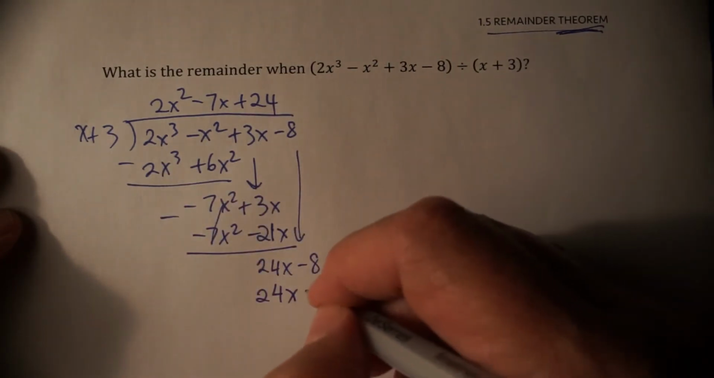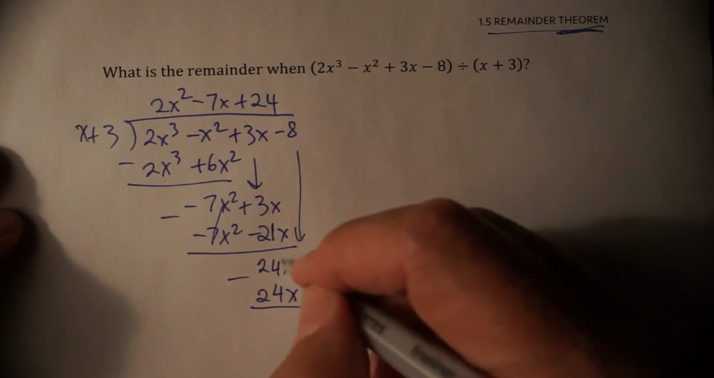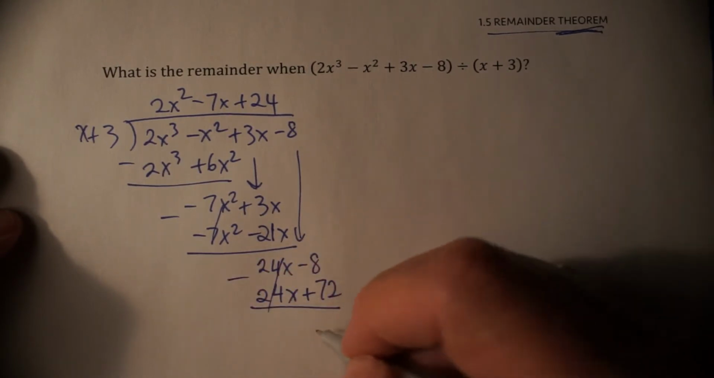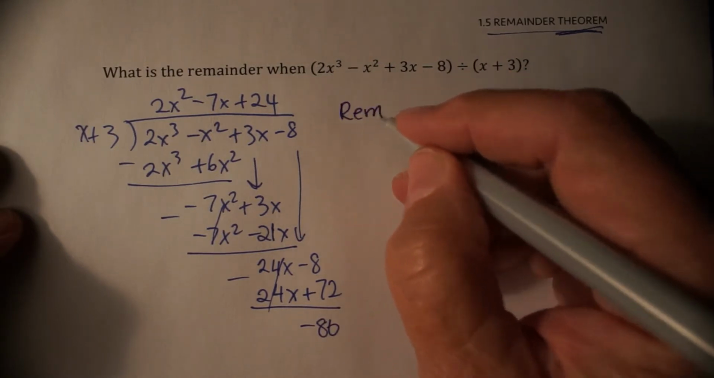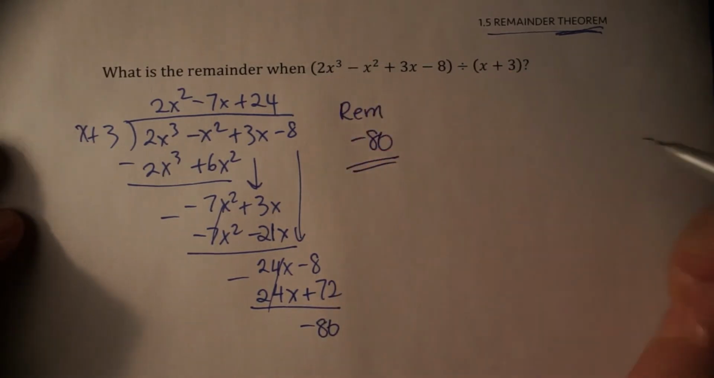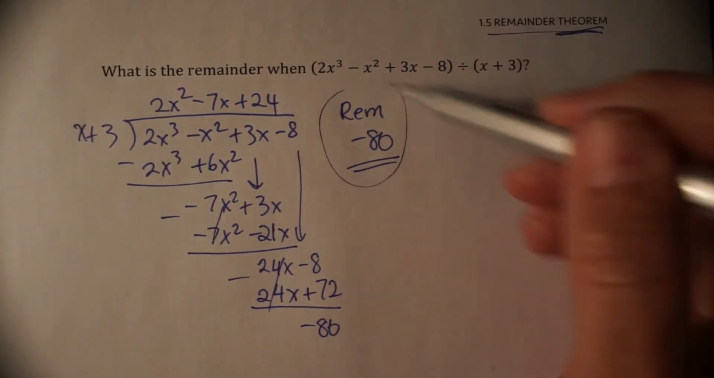24 times 24x plus 72. And we get negative 80. Remainder, negative 80. Now that was a lot of work just to find the remainder. We didn't even want the answer. All we wanted was the remainder.